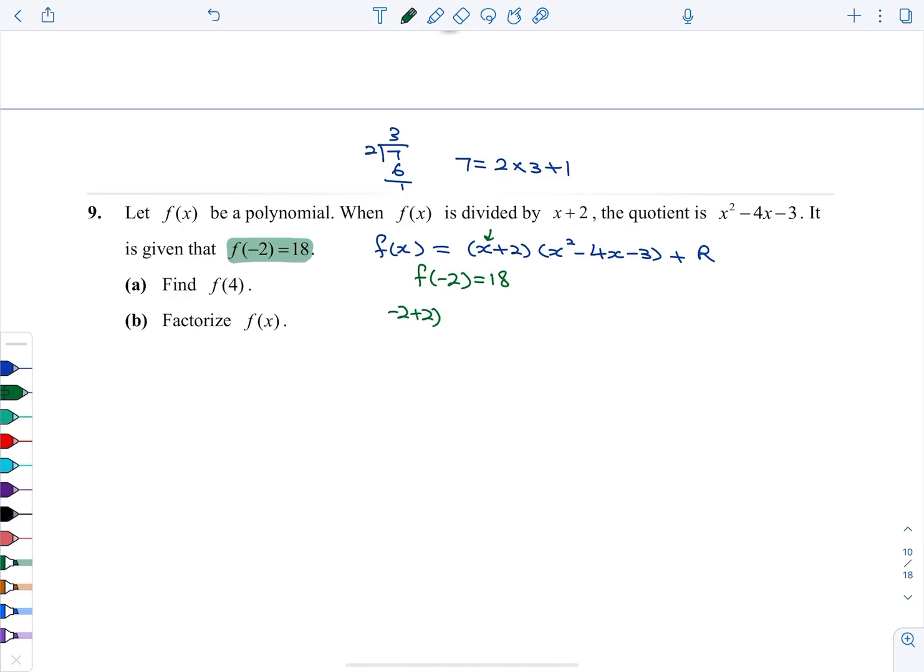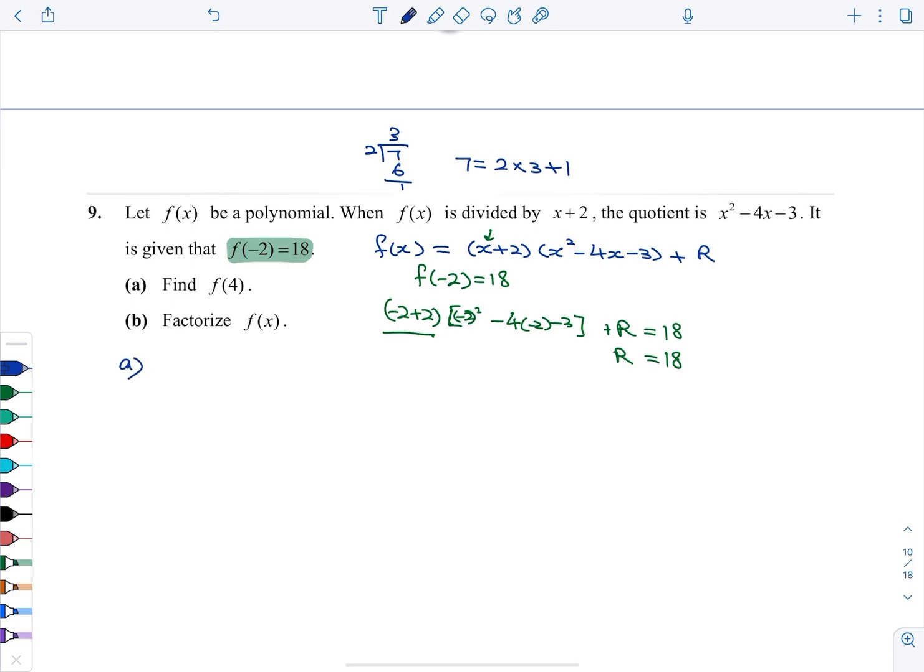-2 plus 2 is 0. 0 times anything is 0. Give a bigger bracket, plus r, and it should equal 18. -2 plus 2 is 0, so it's already cut out. 0 times anything is 0. So only r is left. So the remainder is 18. Lucky. So now you have your f(x).